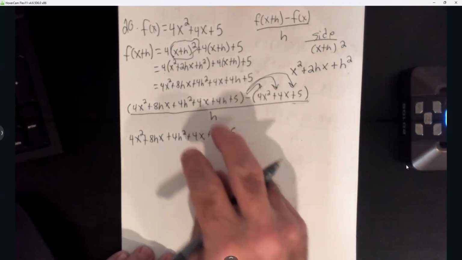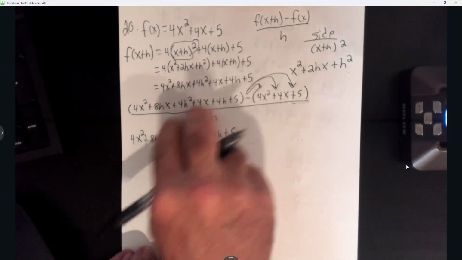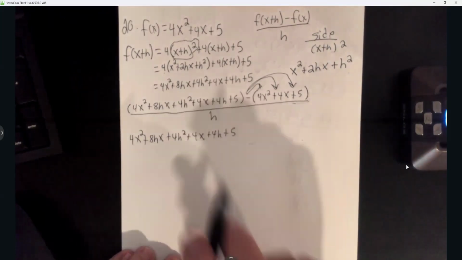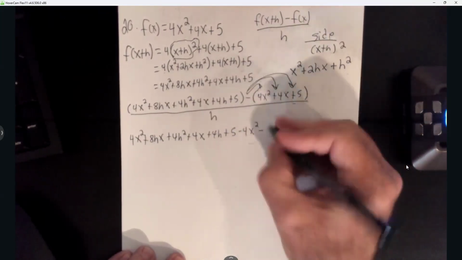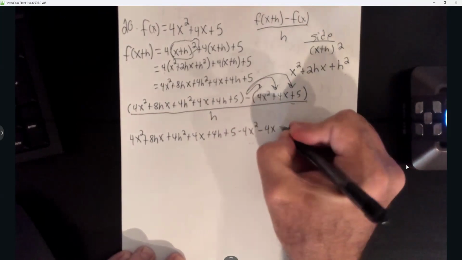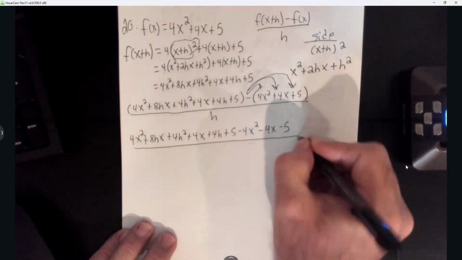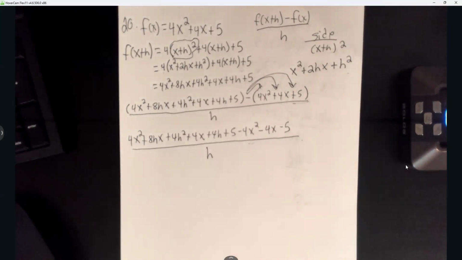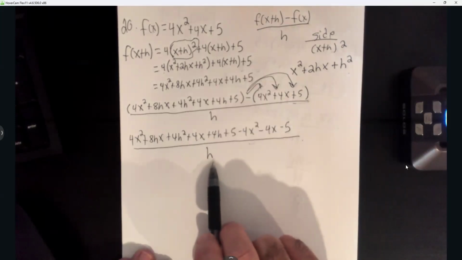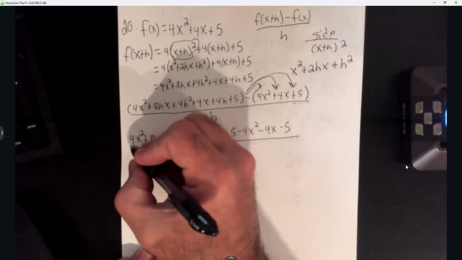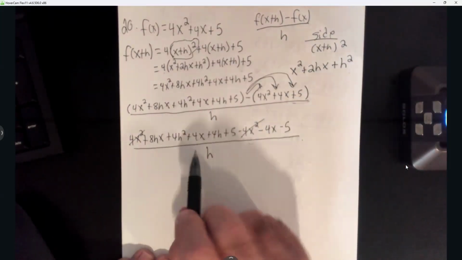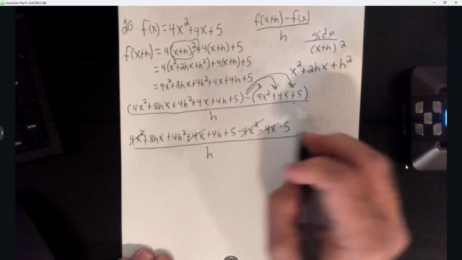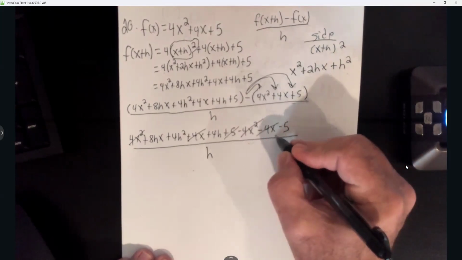It seems like these problems are long because there's nothing you can do to add these like terms together up here, okay? All right here, minus 4x squared, minus 4x, minus that 5, all over h. So, remember, once again, the stuff that don't have h's is going to cancel. So 4x squared, negative 4x squared, 4x, negative 4x, and then positive 5, negative 5.